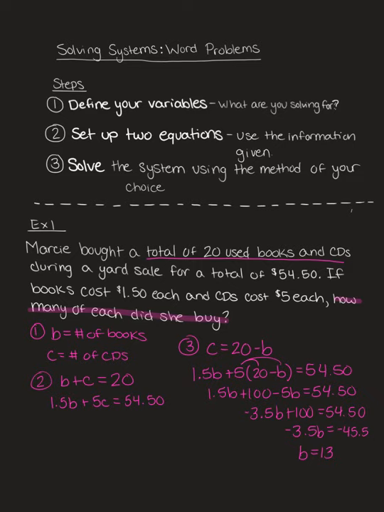So I have the number of books. Now I just need the number of CDs. If I plug the value of B into this equation, 20 minus 13, well, that's 7. If you are given a word problem, you have to answer in a complete sentence. How many of each did she buy? Marcy bought 7 CDs and 13 books.